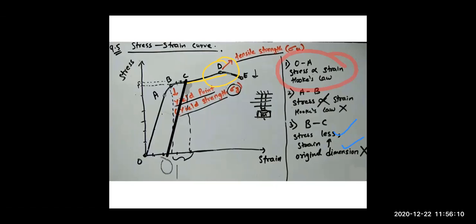Right? So the tensile strength is the maximum load it can withstand. And after this point D, it is going to follow the curve that is DE. Even if you remove the stress, it will remain strained. So it is going to flow down.